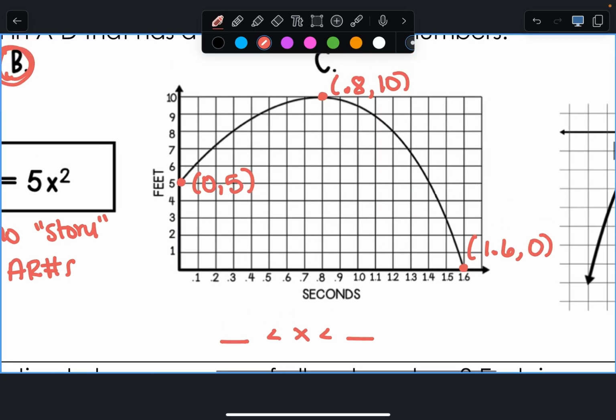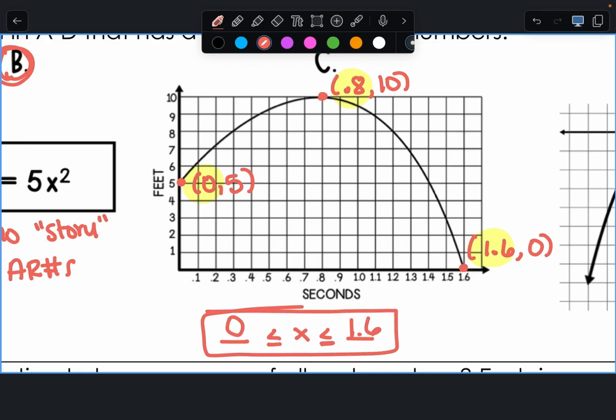Only look at your x values. What is the smallest x value? 0. Closed circle. What's the highest x value? 1.6. So this is not all real numbers, but that is your domain for this one.